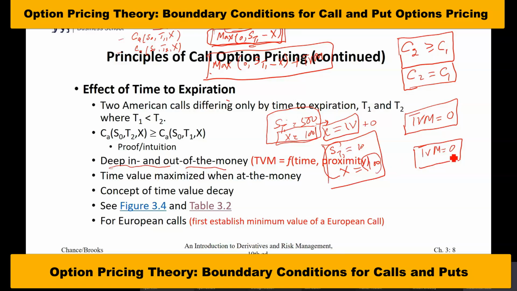It is deep out of the money. So the option in such a case will have its intrinsic value already zero, and its time value of money will also be zero. So such an option will have a value of zero. So we see that if the time value of money is zero and the intrinsic value is zero, then this and this will be the same. So it is possible that C2 is equal to C1 when the option is deep in the money or when the option is deep out of the money.